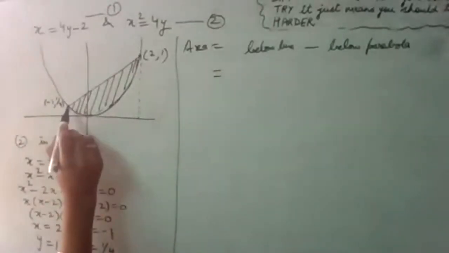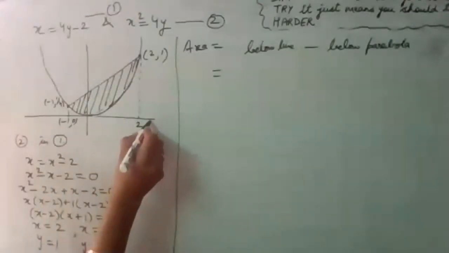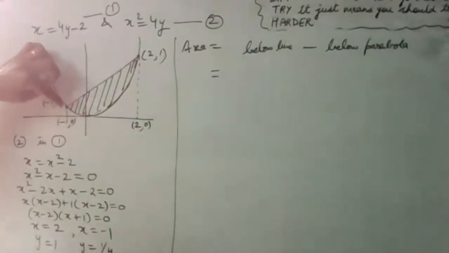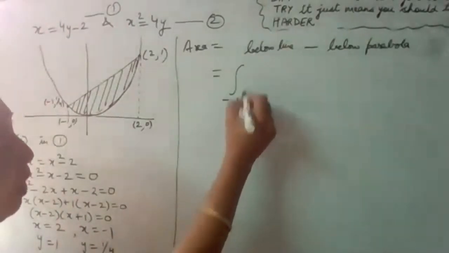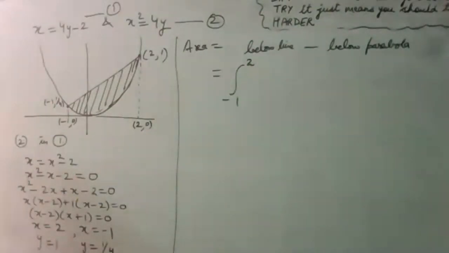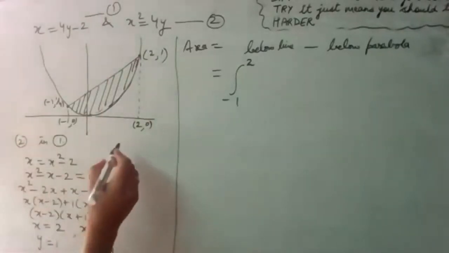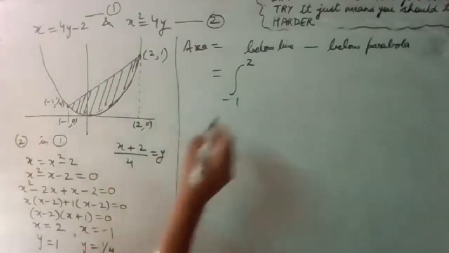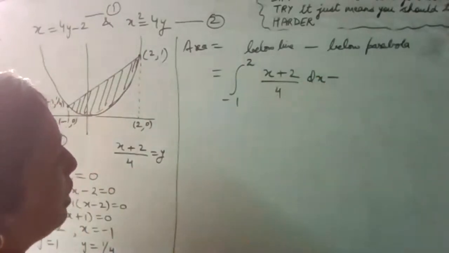So how to find it out? Now if we look here, just put the points on x-axis. This is 2, 0. Now let's look at the line. Line is going from minus 1 to 2. So we will integrate from minus 1 to 2 and the equation of line will be used, right? We'll integrate from minus 1 to 2 and the equation of line in terms of x. So equation of line in terms of x will be x plus 2 upon 4. So let's just put this x plus 2 upon 4 dx minus.